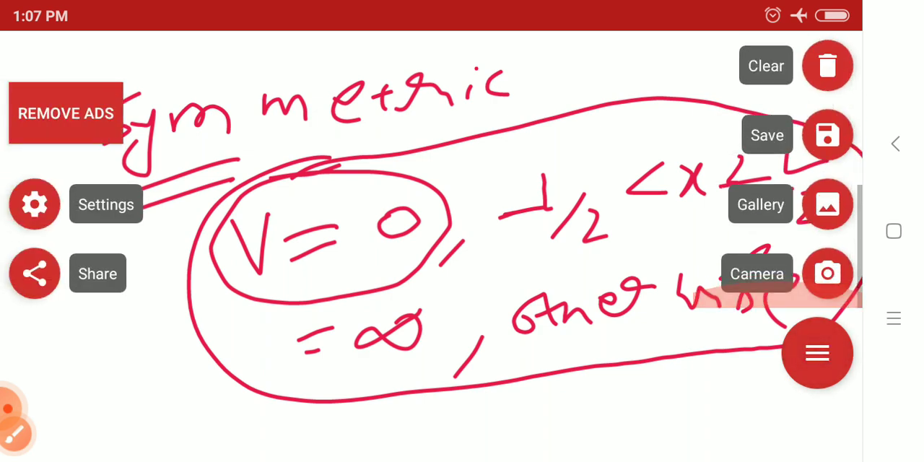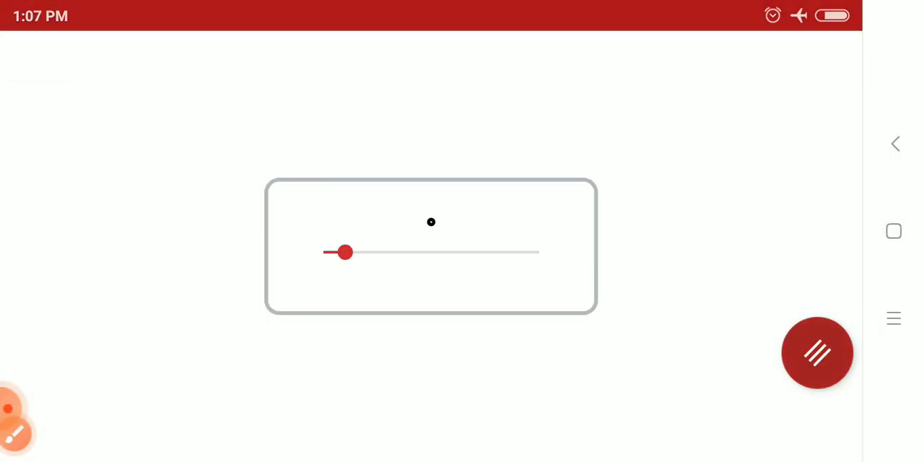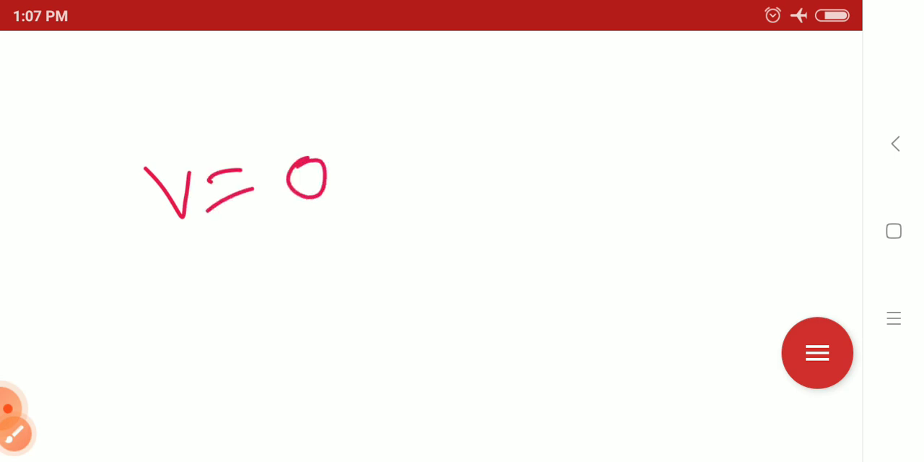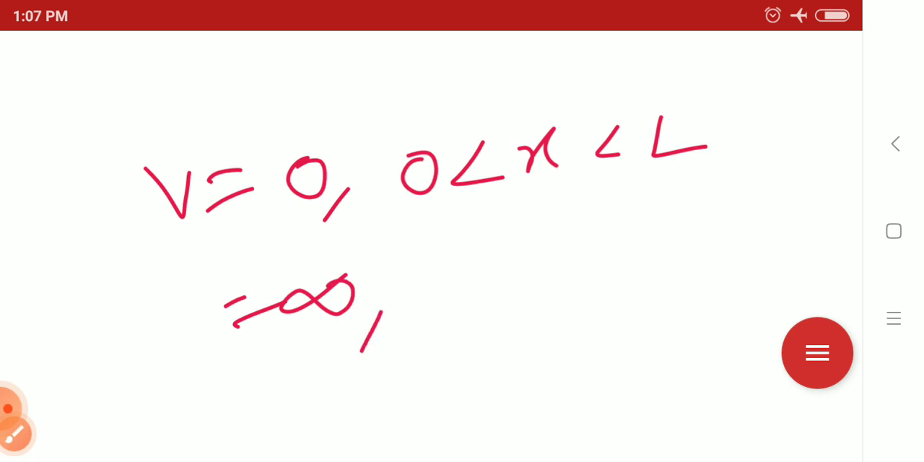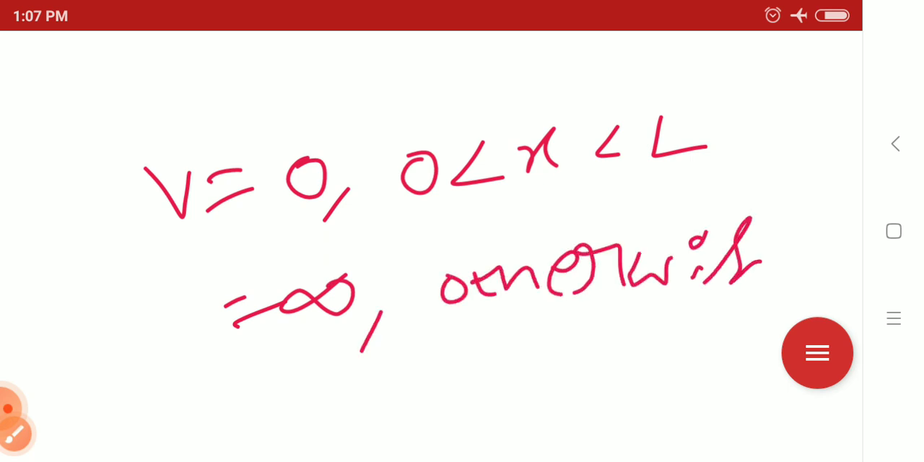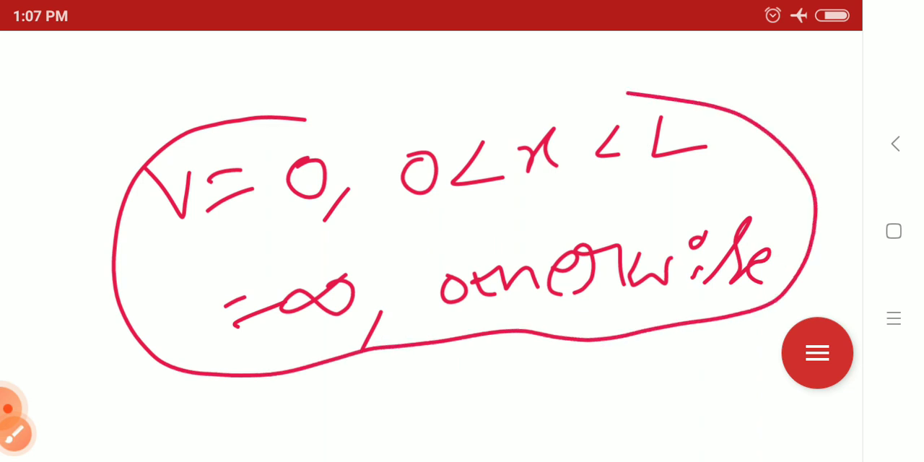And if the potential is such that V equals 0 within 0 less than x less than L and infinite otherwise, then it is an asymmetric square well potential. So this is the asymmetric square well potential.